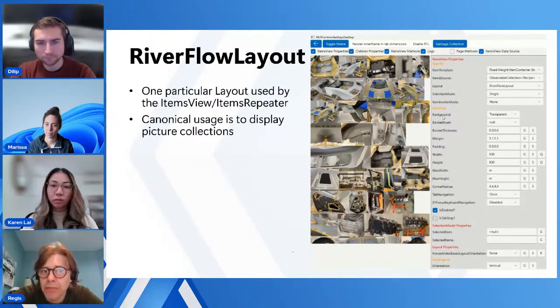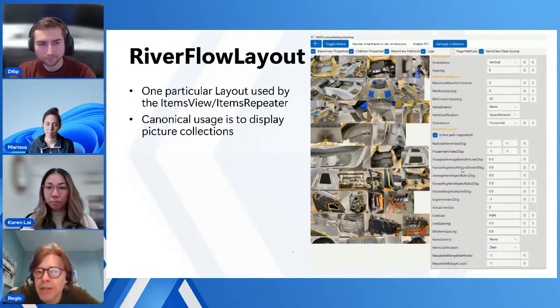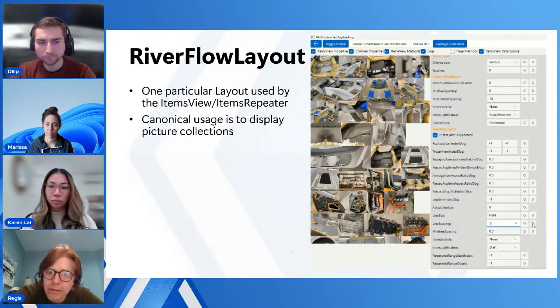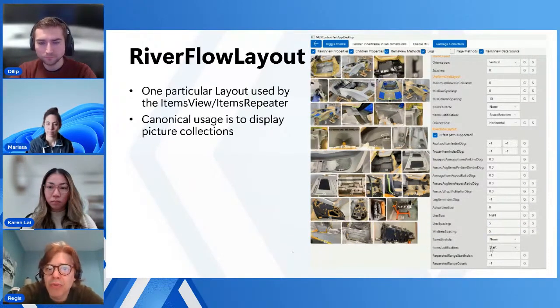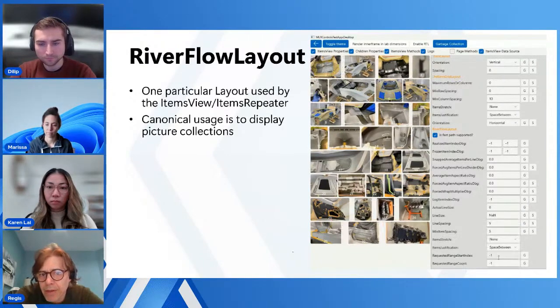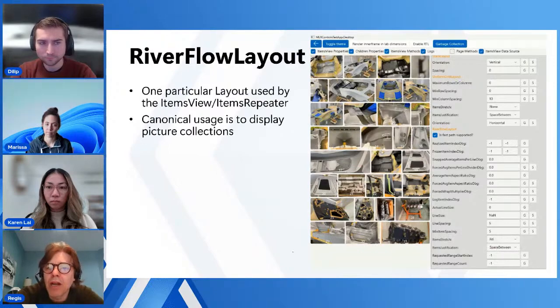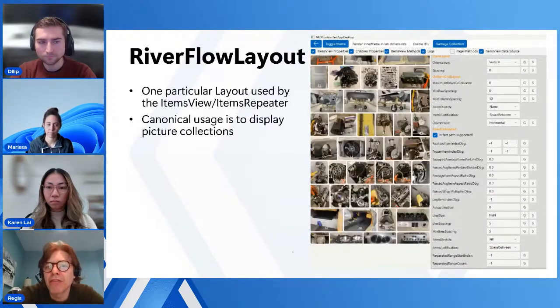I'm selecting the RiverFlowLayout and changing the justification of the items. First, I'm adding some separation between the lines and the items within the lines. And finally, turning on the fill capability so that the items will fill every single line, which involves cropping of the images.